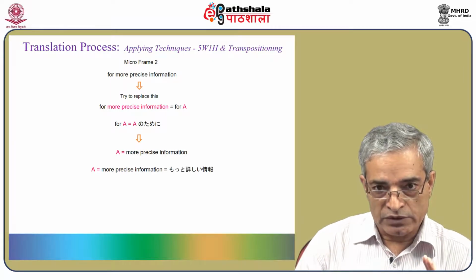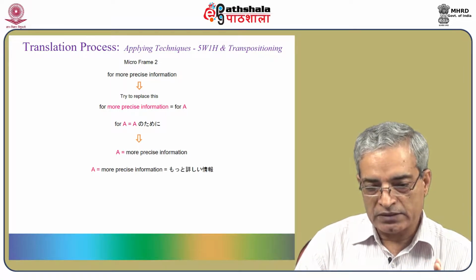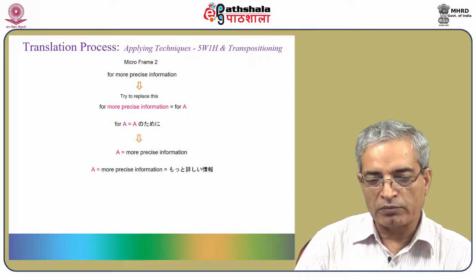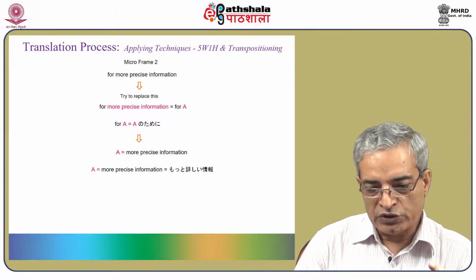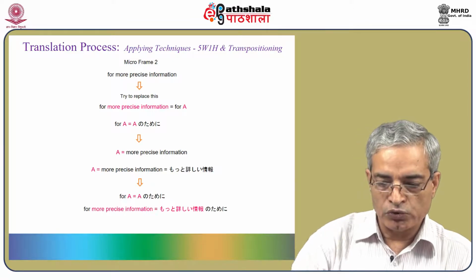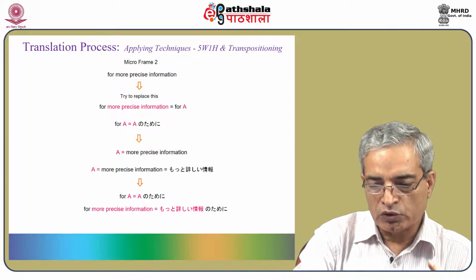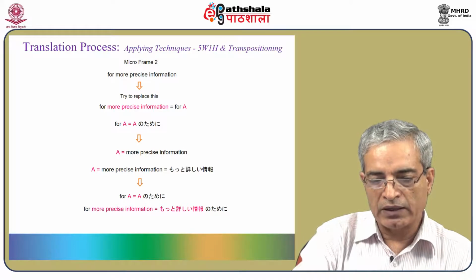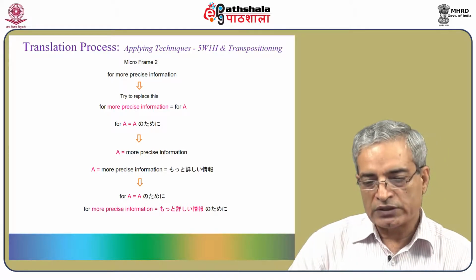A was replaceable or was replaced component for more precise information, which has an equivalent, motto precise, kuwashi. You can also put seimitsuna, and information is joho, so it's motto kuwashi joho going for A, making it motto kuwashi joho no tameni.